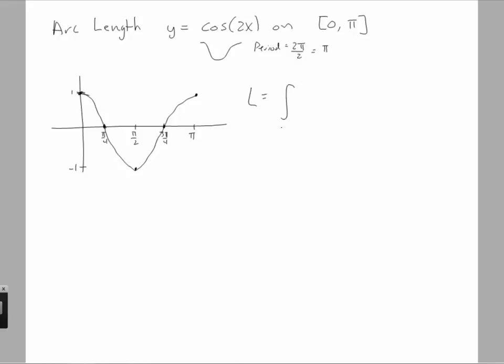So the arc length is going to be equal to the integral from 0 to pi of the square root of 1 plus the derivative squared. Okay, so we need to figure out what the derivative is and then we'll square it. Now everything is in terms of x here, so I have dx's. So if y is equal to the cosine of 2x, y prime or dy dx or f prime of x is going to be equal to the derivative of the cosine, which is negative sine of 2x, times the derivative of 2x, which is 2. So this is negative 2 sine of 2x.